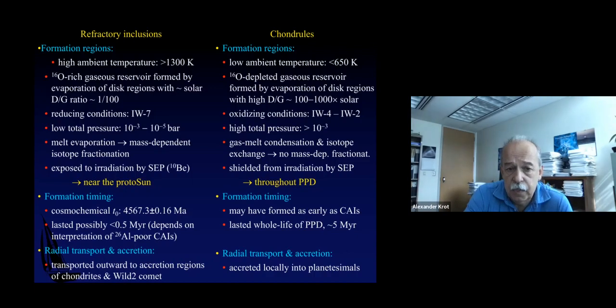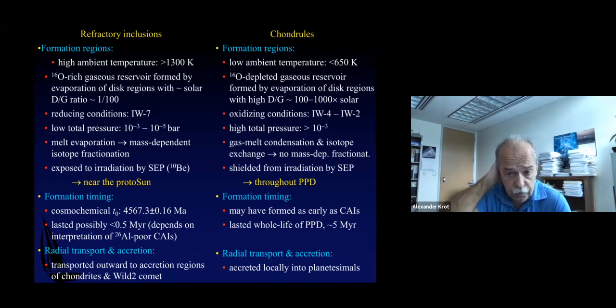During formation of CAIs that were melted, they experienced melt evaporation and fractionation of isotopes, so-called mass-dependent isotopic fractionation. Whereas chondrules experienced gas-melt condensation and almost complete exchange between the gas and the melt. As a result, there are no mass-dependent fractionation effects in chondrules. And refractory inclusions were exposed to radiation by solar energetic particles, as needed to explain beryllium-10, but again, this is a controversial topic, but we think that this region was near the protosun.